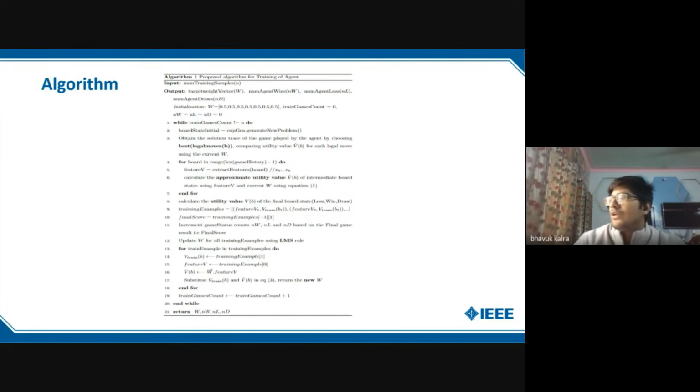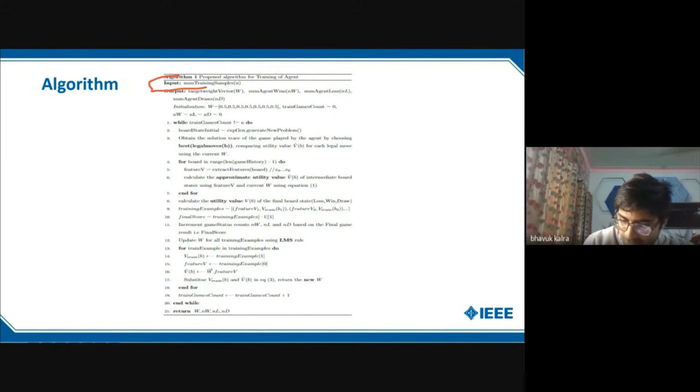So this is the overall algorithm that we are employing. Mind you that the input is the number of training samples. So number of training samples is how many games you want to train the agent over. Do you want to train it over 100? Of course, the accuracy will be less. Or do you want to train it over 50,000? So this is the input that you have to give to the agent. Of course, number of games played will increase the accuracy of the agent, down the line.